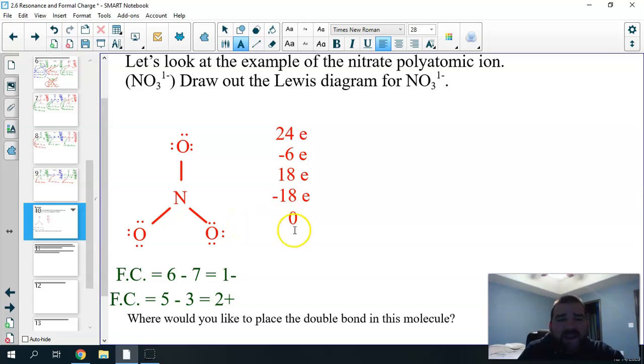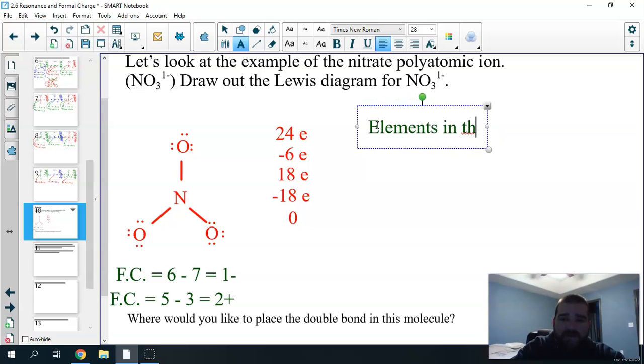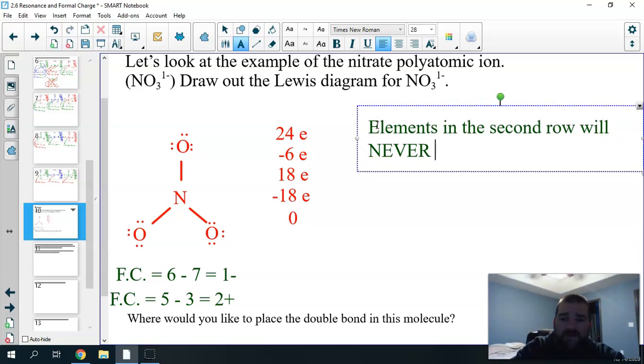This is unlike any example we've ever done. This is unique. What I have to point out, and this is really important here, is that elements in the second row will never expand the octet rule.